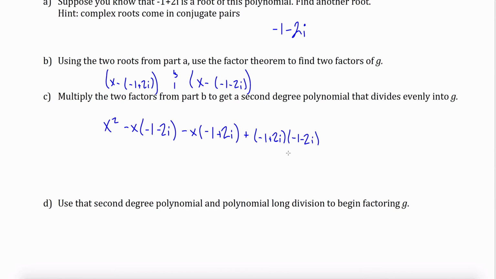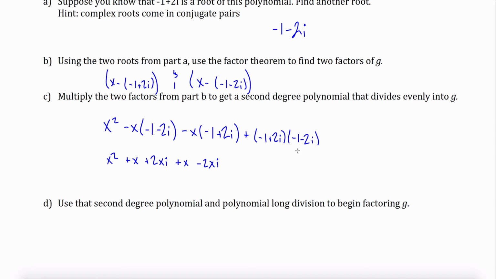So this doesn't look any better, but if you simplify a little bit, I got the x squared. I can take this negative x and distribute it through. So negative x times negative 1 gives me positive x. Negative x times negative 2i gives me plus 2xi. Negative x times negative 1 gives me another plus x. Negative x times positive 2i gives me a negative 2xi.